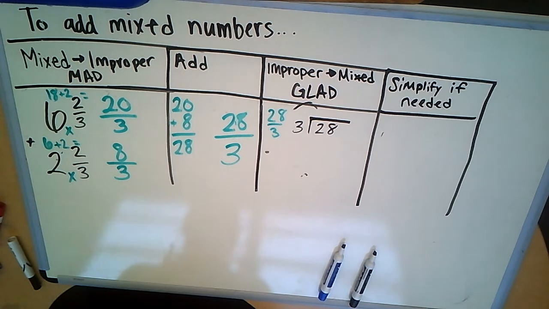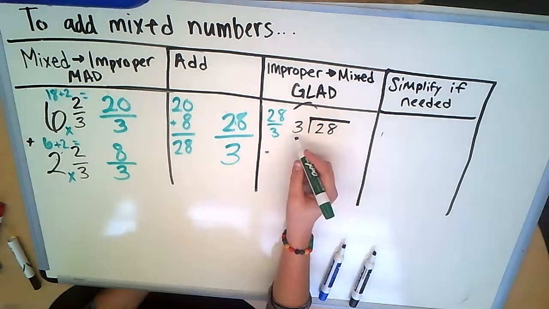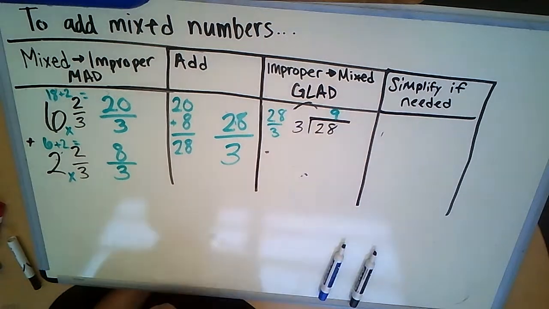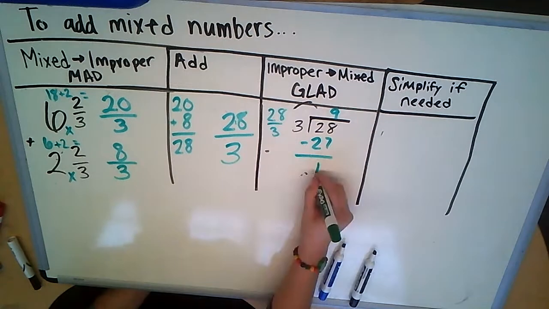Okay, I know that 3 times 7 is 21. That's not big enough. I know that 3 times 8 is 24. That's not big enough. 3 times 9 will give me 27. So that would put me right below 28. So 3 times 9, 27, and subtract. I get 1 left over.